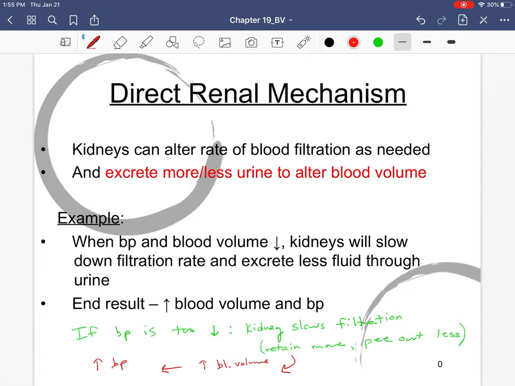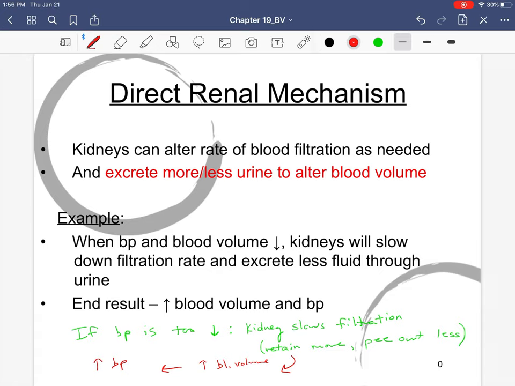I think you know this example because you've experienced it. If you have been drinking a lot of water or any other fluid, you get a higher blood volume. So your kidneys start working harder. And guess what? You pee out more. Versus, on the other hand, if you haven't had anything to drink for a while, or if you're dehydrated, say it's summertime and you're outside working or exercising, you just don't pee as much because your kidneys are trying to conserve water.